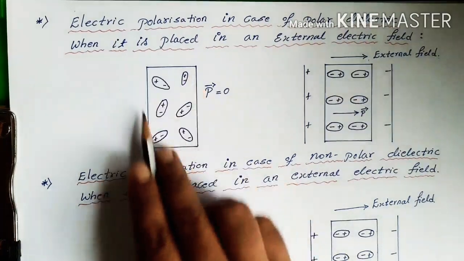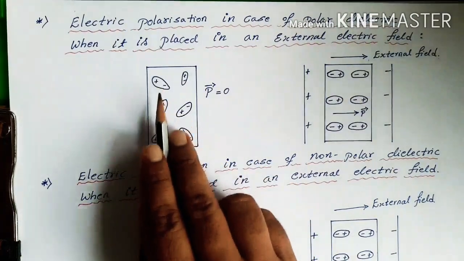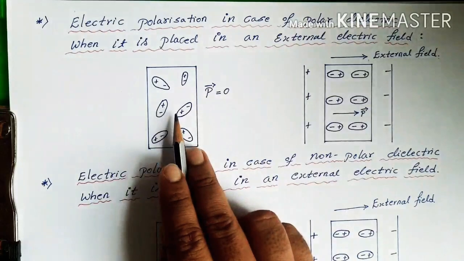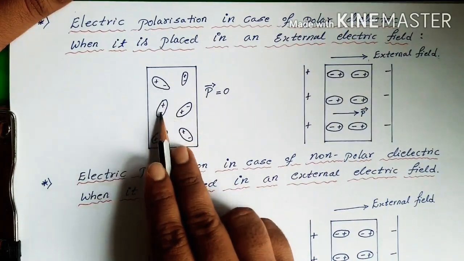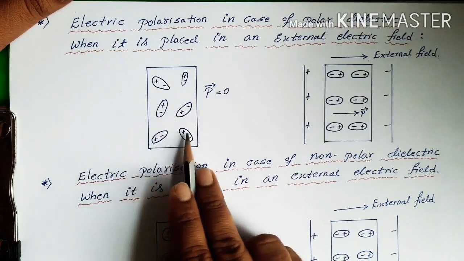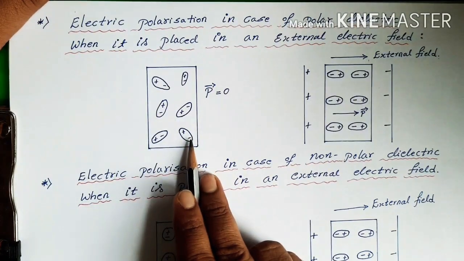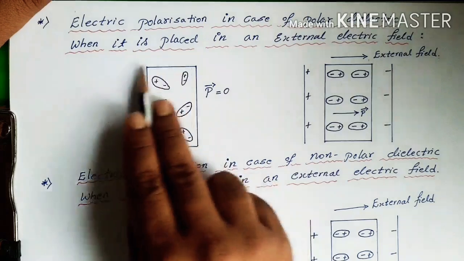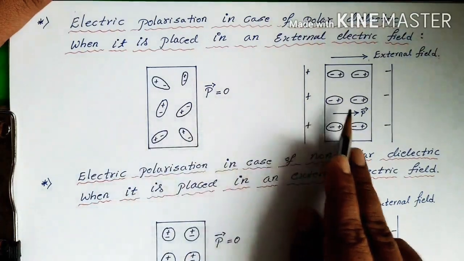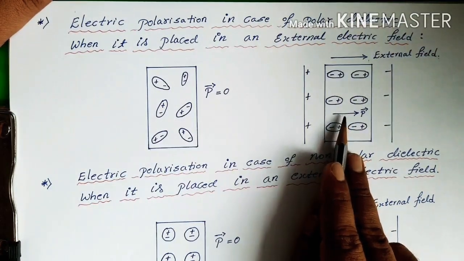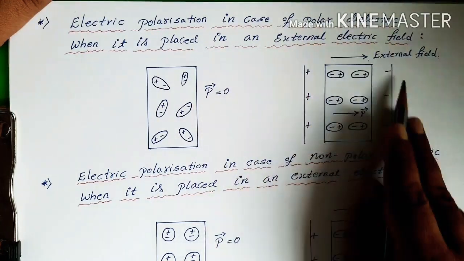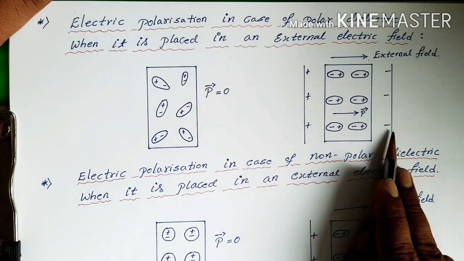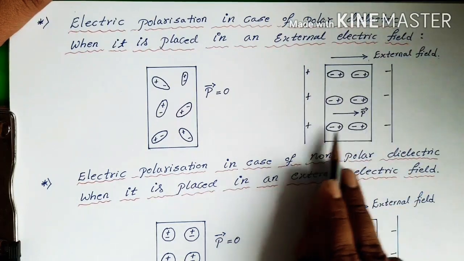You can see the dielectric material here. I am taking the polar dielectric here. For the polar dielectric, the positive and negative charges are separated by a particular distance, as you can see in the picture. So when you place this dielectric inside an external electric field, observe here, I kept two plates, one a positively charged plate and another a negatively charged plate. In between those two plates I kept the dielectric.